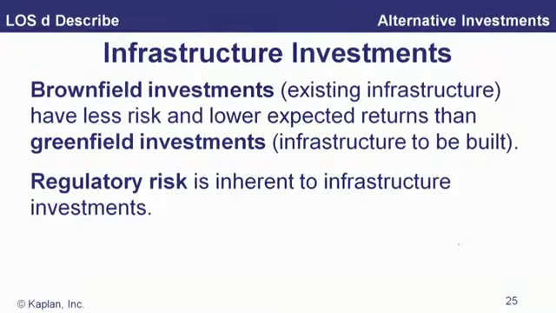And so what are some of the characteristics of this? Well, if we're talking about existing infrastructure investments, which are sometimes called brownfield investments, they have less risk and lower expected returns compared to more optimistic ventures, which we call greenfield investments. This is infrastructure to be built, so you have the execution, the pricing, the demand, a lot of unknowns there, so it's more risky, and on average you should expect more risk and higher returns in greenfield investments.